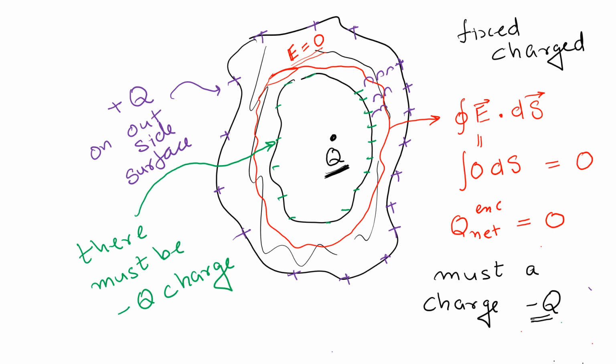Again, we cannot destroy charge, we can only redistribute it. Some charge got pulled in to the inside part, to the cavity wall. Ultimately, it will leave some vacancies on the outside wall, and whatever I pulled in, that many vacancies should be left on the outside wall. So there must be a plus Q charge sitting there.